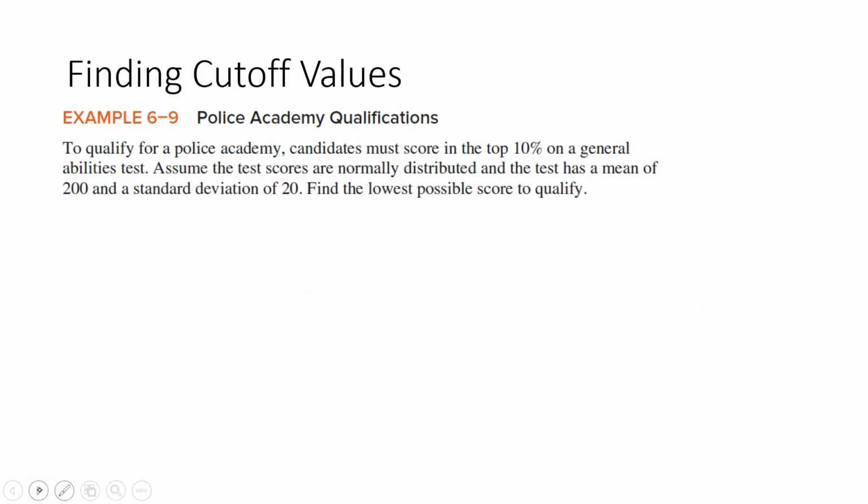So to qualify for Police Academy, candidates must score in the top 10% on a general abilities test. So assume those test scores are normally distributed. The test has a mean. Let me go ahead and write that. The mean, mu, is 200. The standard deviation is 20. We want to find the lowest possible score that will qualify.